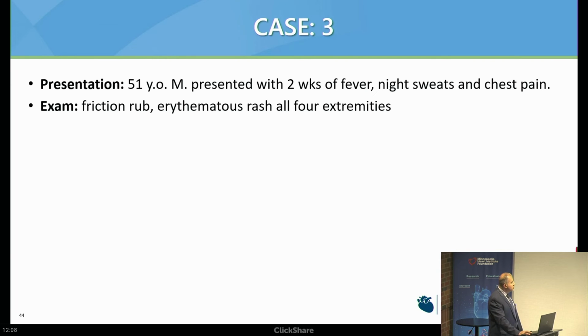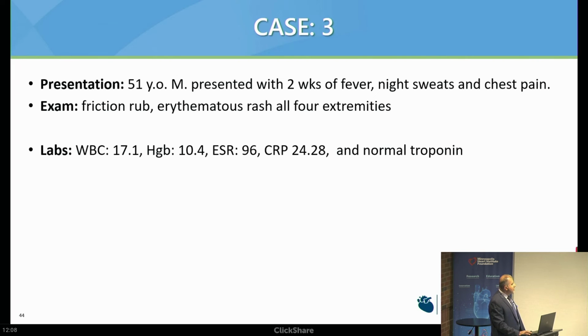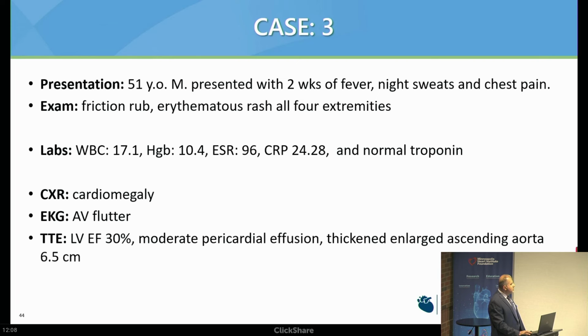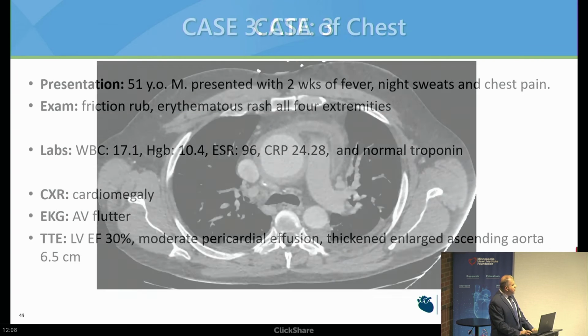A 51-year-old male presented with 2 weeks of fever, night sweats, and chest pain. He has a friction rub and an erythematous rash. He has leukocytosis, elevated ESR and CRP, normal troponin, and chest X-ray shows cardiomegaly. He has atrial flutter. Echo shows significant reduction of ejection fraction and moderate pericardial effusion. Sounds like this guy has a systemic presentation, and his aorta was enlarged.